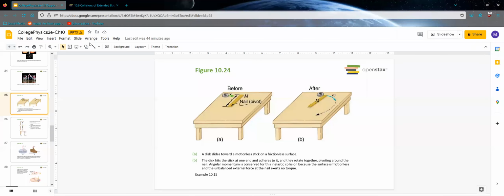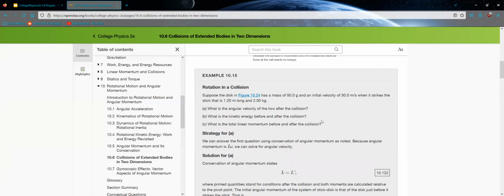So imagine here, right? Suppose you have some disc and you're flicking a disc at a nail that's nailed into a stick that's been nailed to the ground, so the stick can go around like a clock hand, right? The disc that you flick has a mass of 50 kilograms. You flick it at 30 meters per second. Wow, that's a flick, right? It strikes a 2 kilogram stick that's about 1.2 meters long.